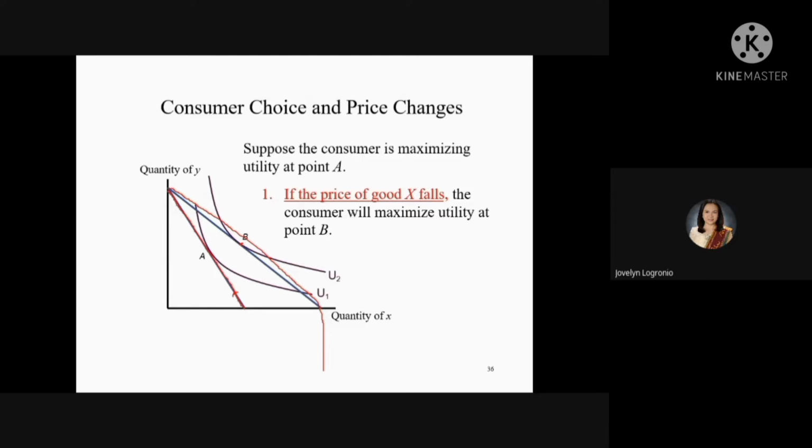So again, if we decompose the two effects, by substitution effect, tumaas yung quantity of X. And by income effect, tumaas din yung quantity of good X as the price of good X falls. So the total increase in X is equal to this area. So if we can exactly solve for the value of X, it is equal to this area. The total effect is equal to this income effect plus the substitution effect.